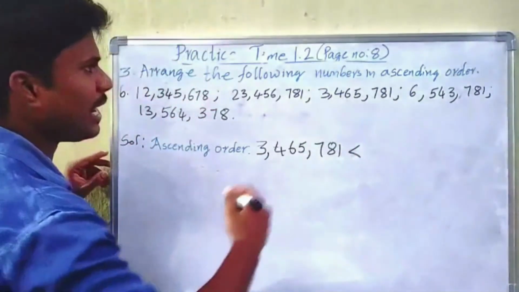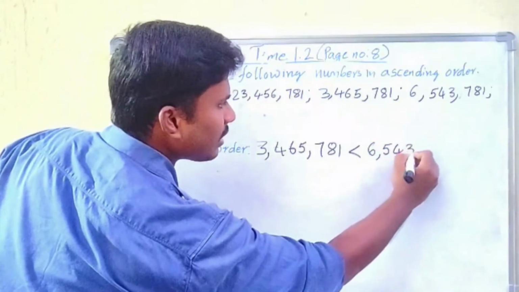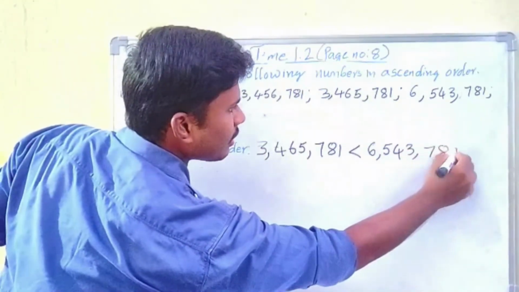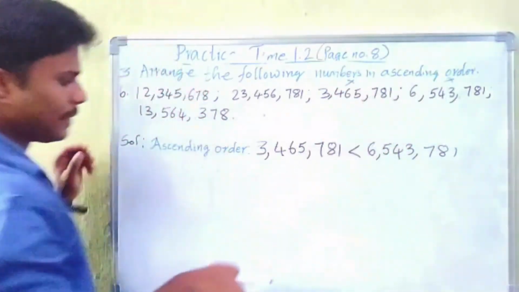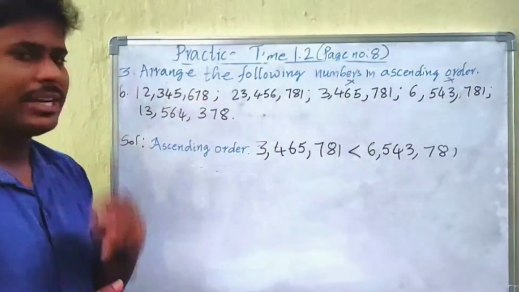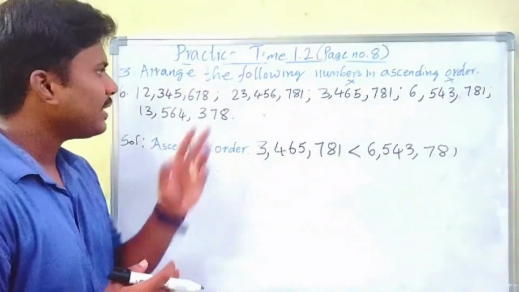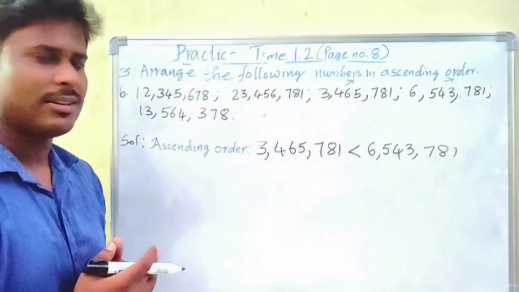This number is less than 6,543,781. As these two numbers are completed, let us cross them out. Now we are left with 3 numbers in the 10 millions place, so let us read them together.